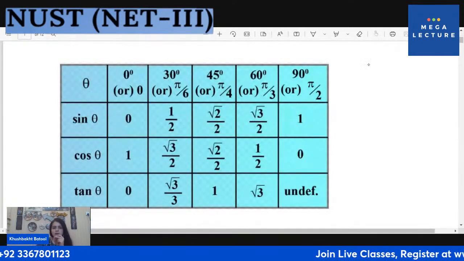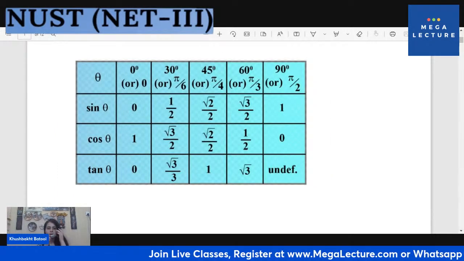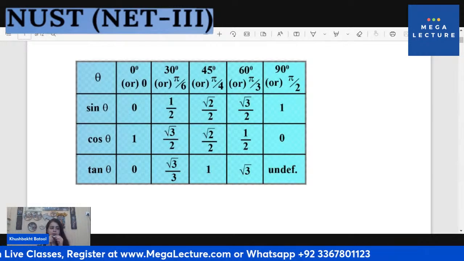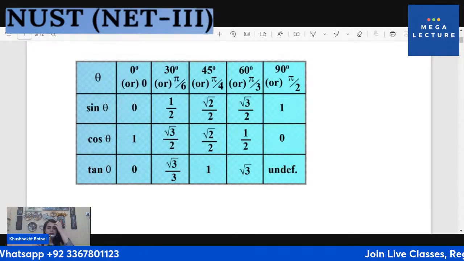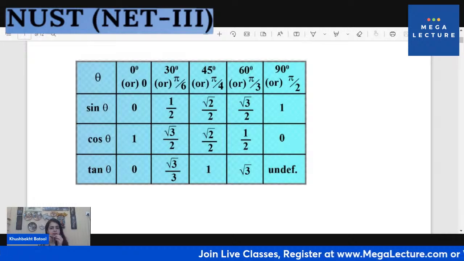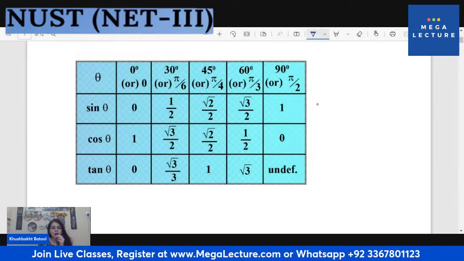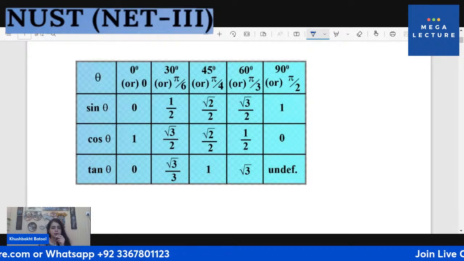All right, now this is something I've been talking about already. In NET you won't be using your calculators because calculators are not allowed. The data booklet would not be given, so you need to memorize a few things. So you need to know the values of sine, cos, and tan on 0 degrees, 30 degrees, 45 degrees, 60 degrees, or 90 degrees. Or if we talk about the angle in radians, so on 0, pi by 6, pi by 4, pi by 3, and pi by 2, right?